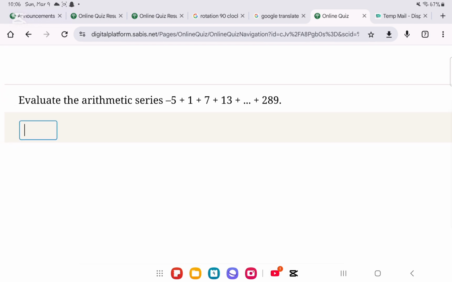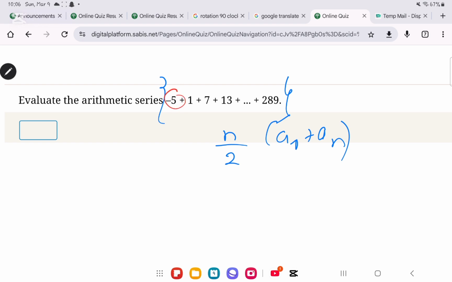We'll move on to question number 5. Evaluate the arithmetic series, meaning they want us to find the sum. Okay, very simply, to find the sum, again, it is n over 2 times a1 plus an. Let us find the value, first of all, of n. Because we are given what? We have a1, which is minus 5. We have an, which is plus 289.